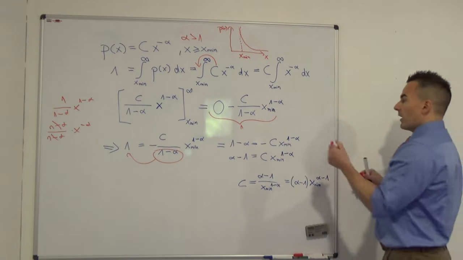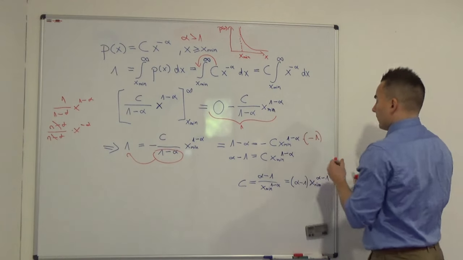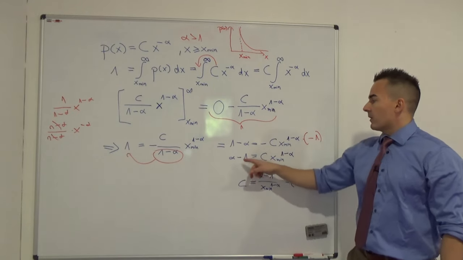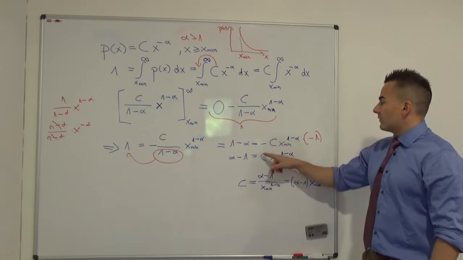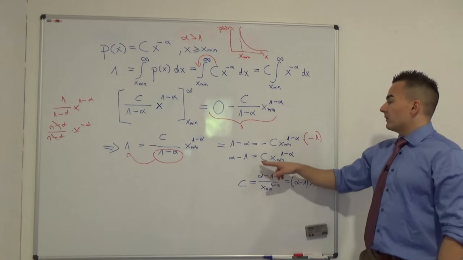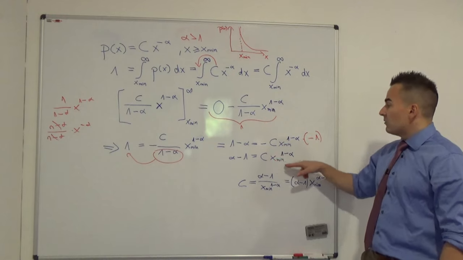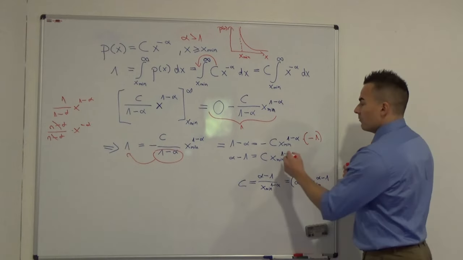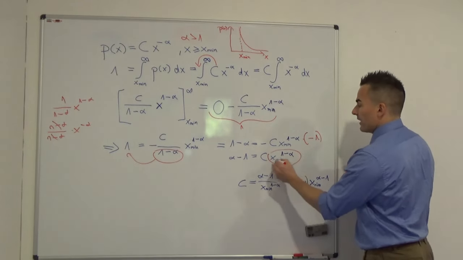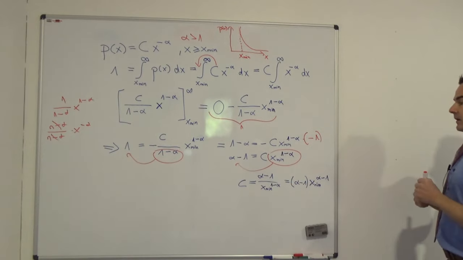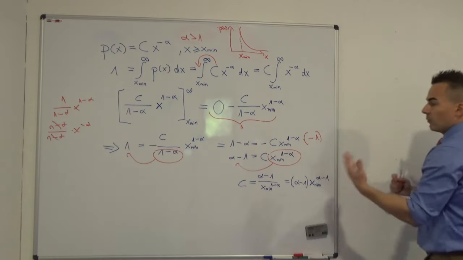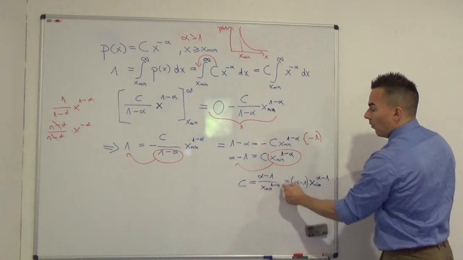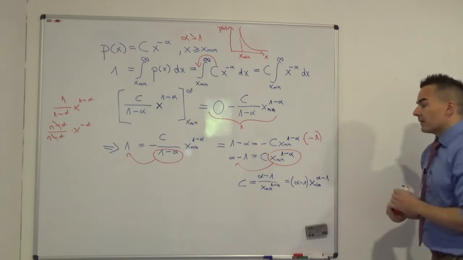What we can do then is multiply both sides with minus 1. Here the signs are changing: 1 minus alpha becomes alpha minus 1, and on the other side the minus sign disappears. So it's equal to c times x minimum to the power of 1 minus alpha. Then we can move x minimum to the power of 1 minus alpha to the left-hand side. We switch sides. What comes out is that c is equal to alpha minus 1 over x minimum to the power of 1 minus alpha.